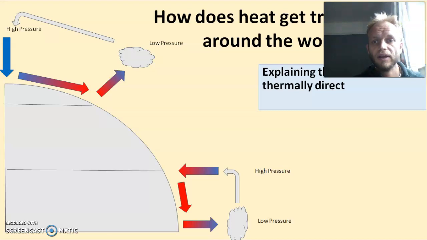So this one is also thermally direct. Okay, so the polar cell is thermally direct, but it's driven because it doesn't get much energy from the sun, whereas the Hadley cell gets lots of energy from the sun and is therefore driven by the sun as well.